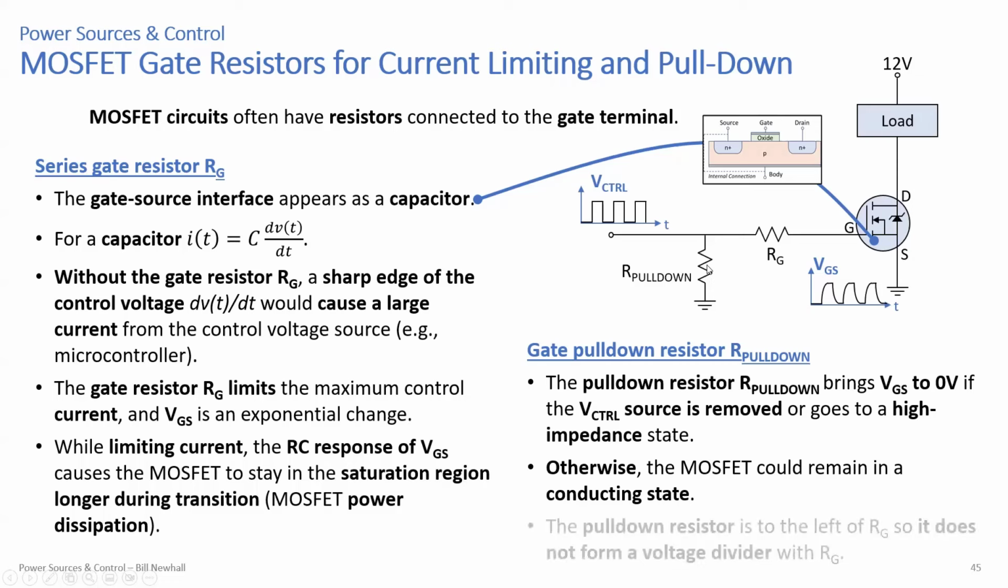And notice how this pull-down resistance is to the left of RG, not on the right of RG. A resistance on the right side here would also pull down the gate, but then you're forming a voltage divider between RG and R pull down. So your control voltage isn't applied directly to the gate, it's applied through a voltage divider. It's going to be potentially lower.